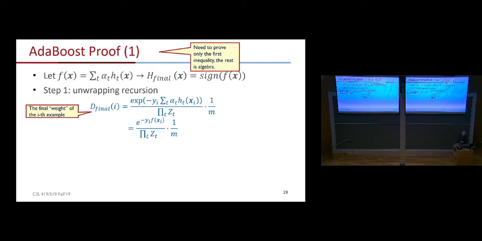Now, what is inside these parentheses? This is the linear sum of alpha_t h_t, which is really my final hypothesis. Okay? Remember that the final hypothesis is the weighted sum of the h_t's. So that's going to be the weight of the final example.